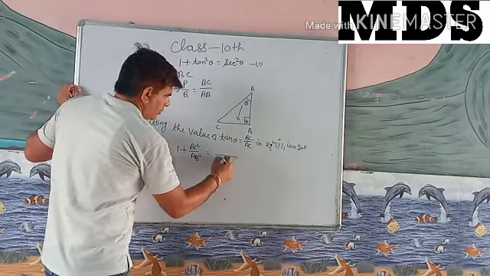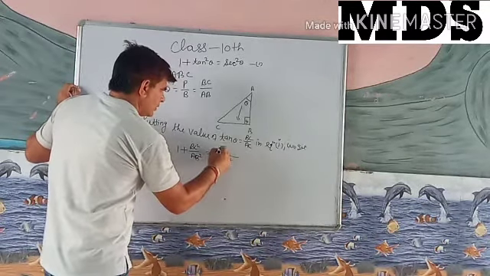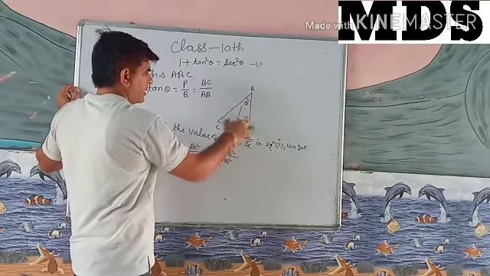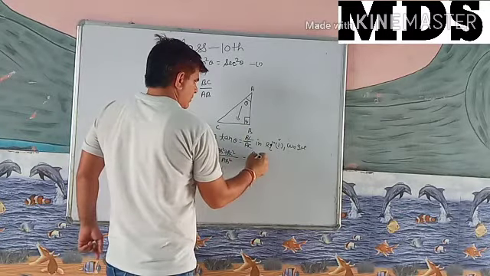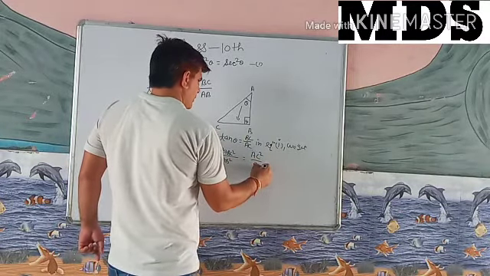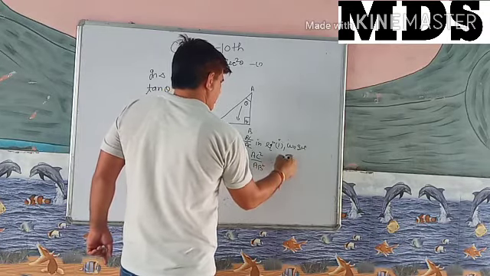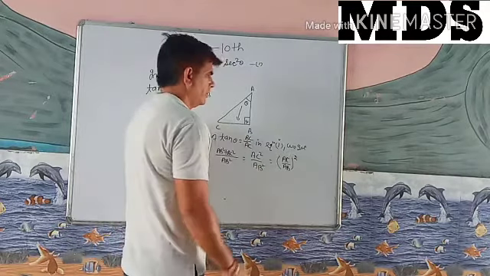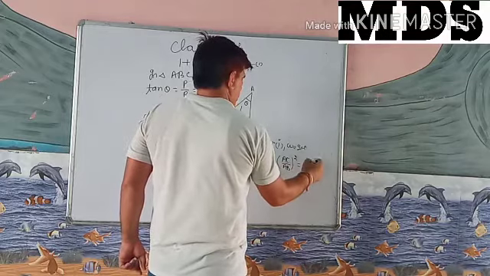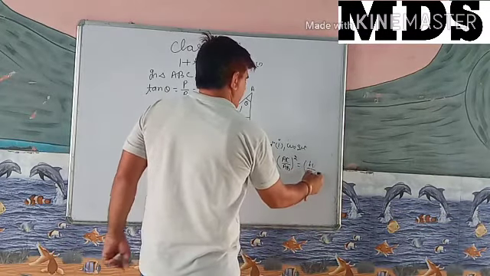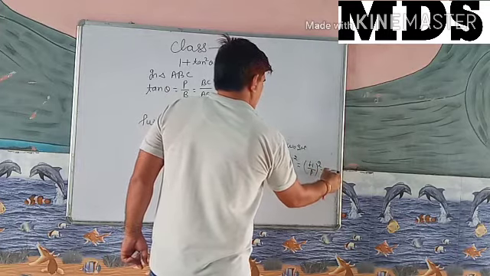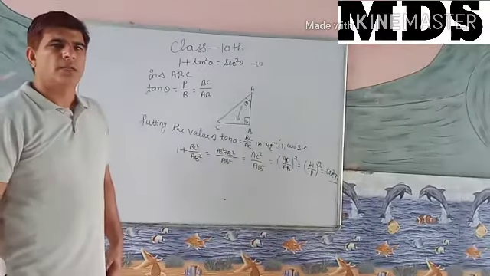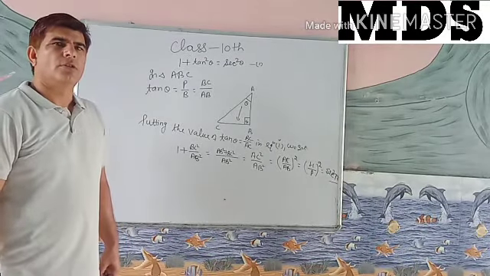What is this equal to? AB square is your LCM. This is AB square plus BC square. Again, AB square plus BC square is equal to what? AC square by AB square. This you can write as AC by AB all square. What does this mean? Hypotenuse by base, which is equal to secant square A. Understood or not?